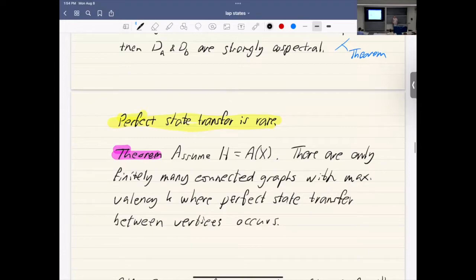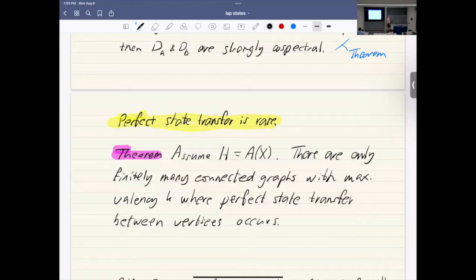The next comment is okay. So perfect state transfer, I'll try to convince you, is interesting, and I muttered something about cloning states, so it's possibly even useful. The bad news is that it's rare. This is something I proved many years ago. If we work with the adjacency matrix, there's only finitely many connected graphs with maximum valency three where you get perfect state transfer between two vertices. So there's only finitely many connected cubic graphs with perfect state transfer. So, good news or bad news, that's the news it is.